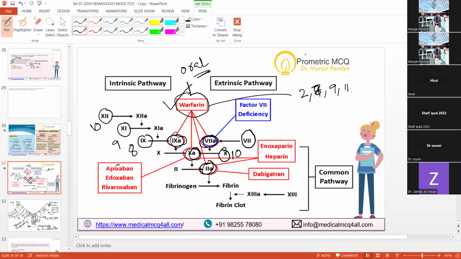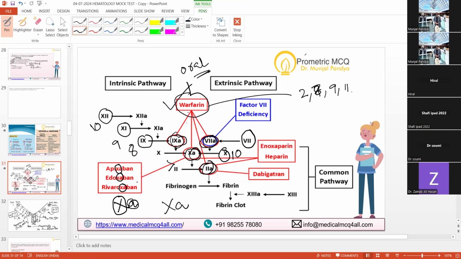Now I'll give you a very nice trick. Xa: can you see apixaban, edoxaban, rivaroxaban? The simplest way to remember is Xa: X means 10, a means activated. So they act on factor 10. Can you see all three drugs act on factor 10? So wherever there is an Xa, right?